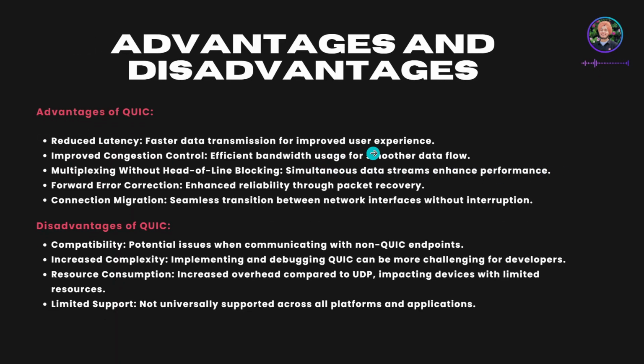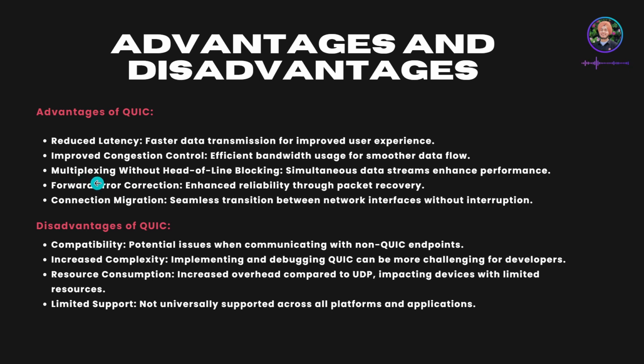So in this slide, we're going to discuss the advantages and disadvantages of QUIC. Basically, QUIC's functionalities are its advantages. First, reduced latency. It's designed to reduce latency compared to protocols like TCP, and it achieves this through features such as faster connection establishment and multiplexing, resulting in quicker data transmission. Next advantage of QUIC is improved congestion control. As we have discussed, QUIC provides richer information to the congestion control algorithm compared to TCP, allowing for more efficient bandwidth utilization and better adaptation to network conditions.